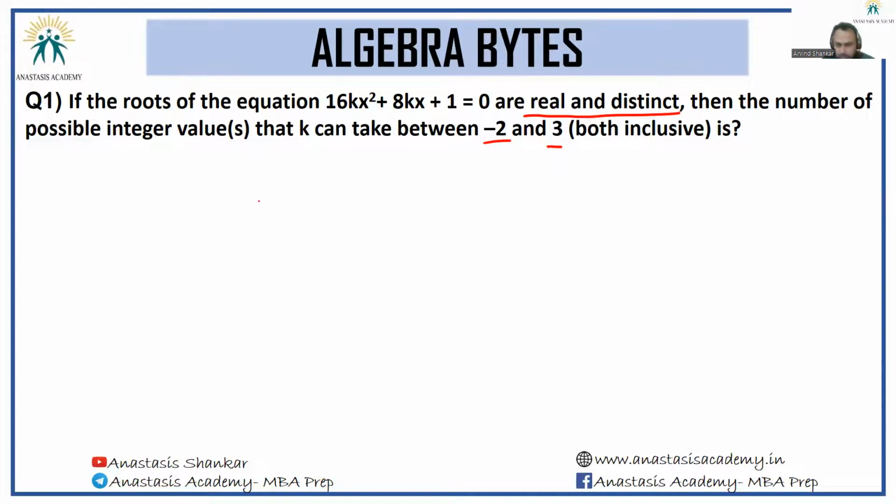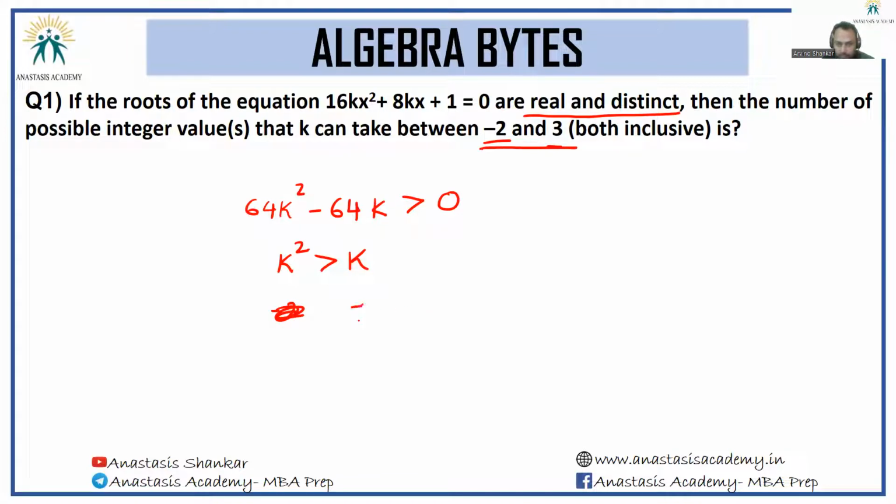We will have discriminant as b² - 4ac. So 64k² - 64k has to be greater than 0, or k² has to be greater than k. k² has to be greater than k. We have also been given a range for which we have to check values of k. Let's just check.